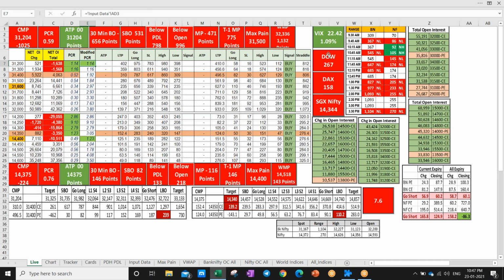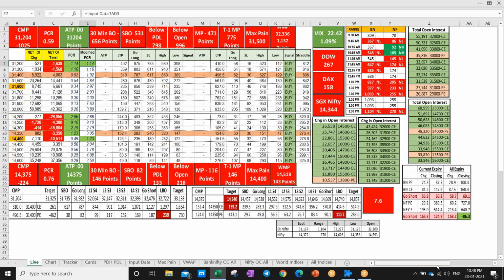Then here in this table, you can see the VIX. VIX is getting updated every 1 minute, 5 minutes, and this shows how much India VIX is changing, how much the Dow Jones is changing, and the DAX and the SGX 50. This information is all refreshed every 5 minutes.